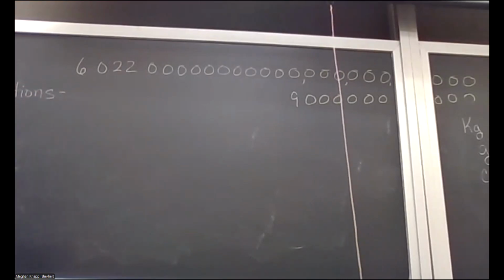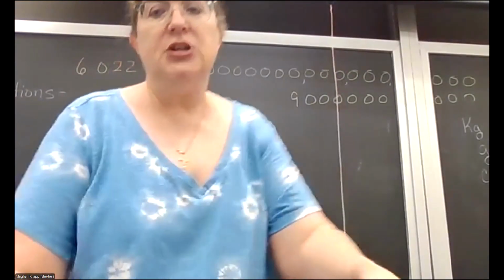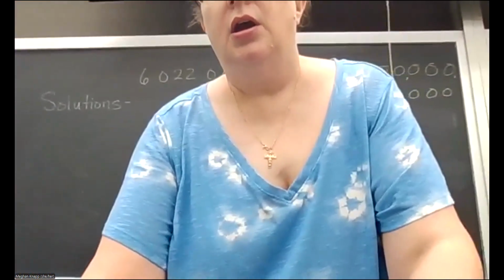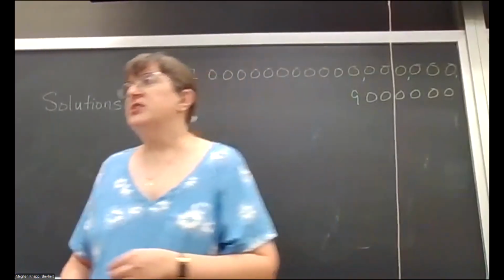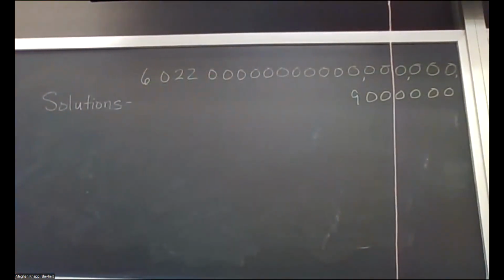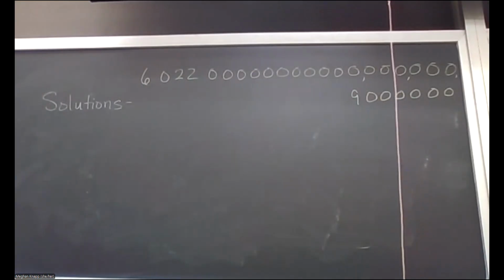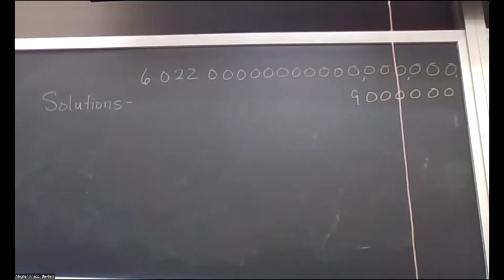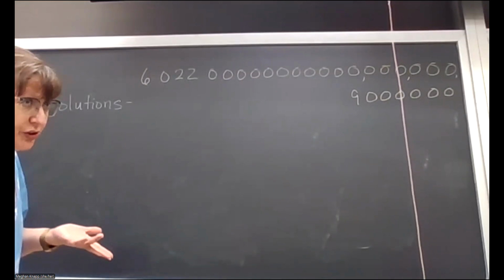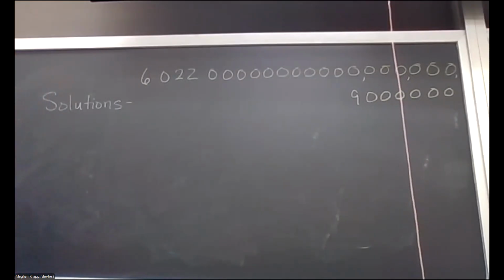Okay, remember solutions are homogeneous mixtures. If I'm talking aqueous solutions, this means they're not cloudy at all. They're clear. If they're cloudy, we would call them a colloid. We'll worry about that term later. Right now, we're dealing with solutions. So they're going to have a solute dissolved in a solvent.